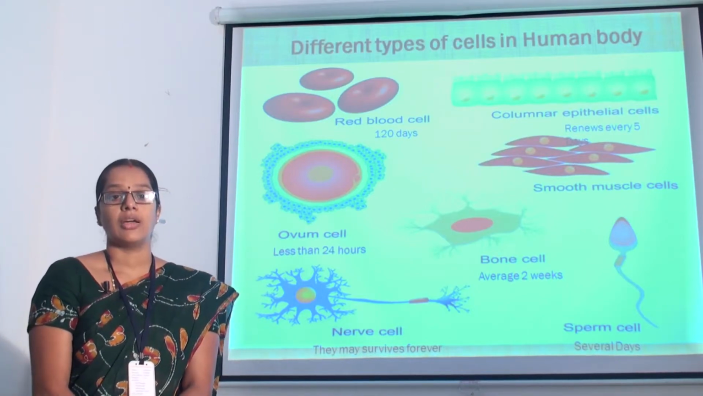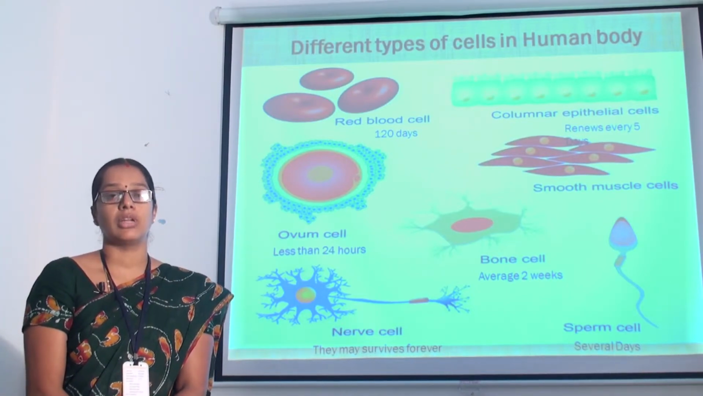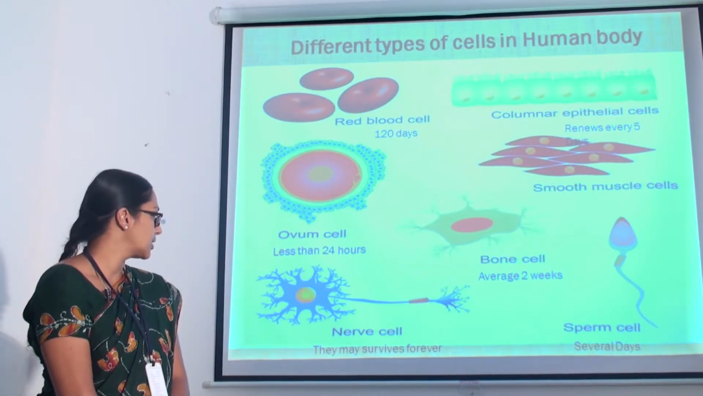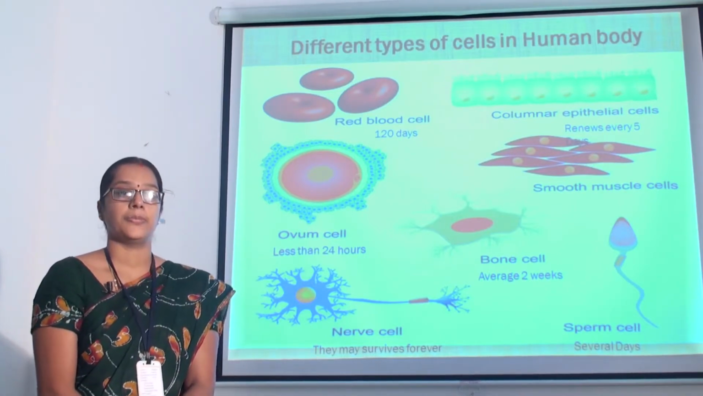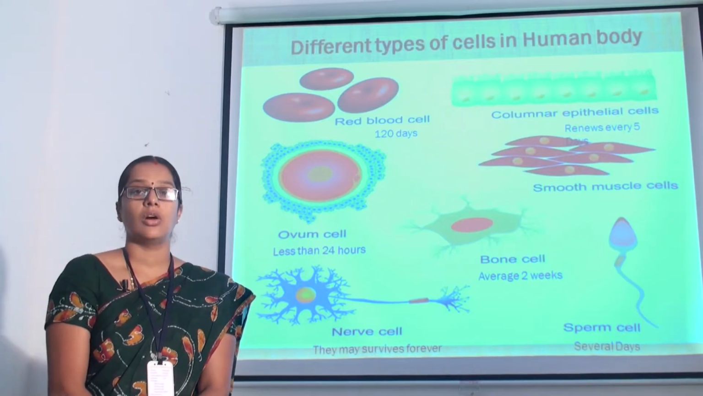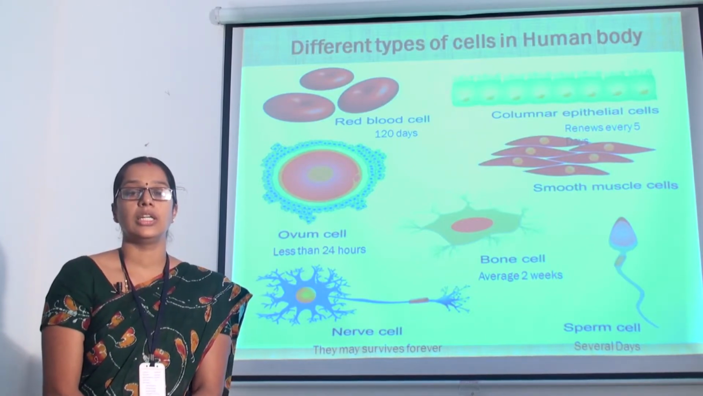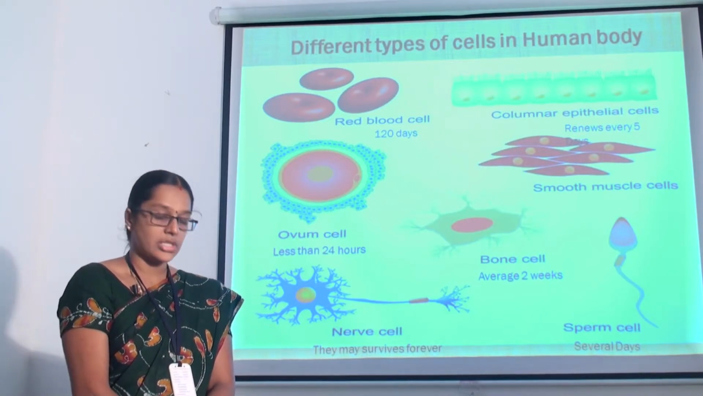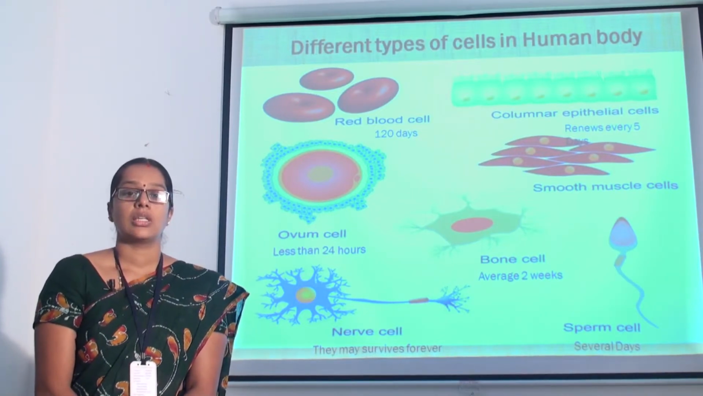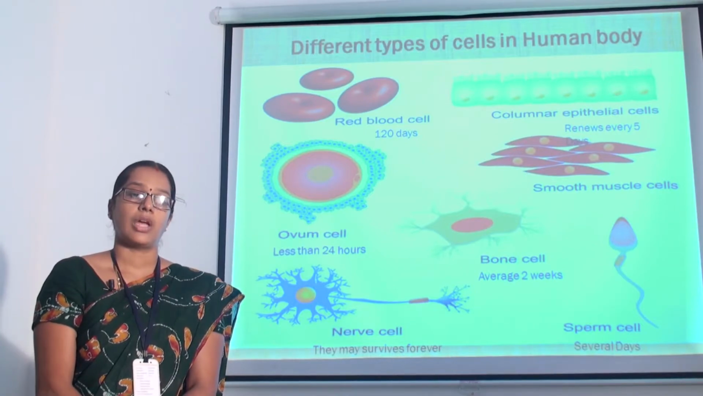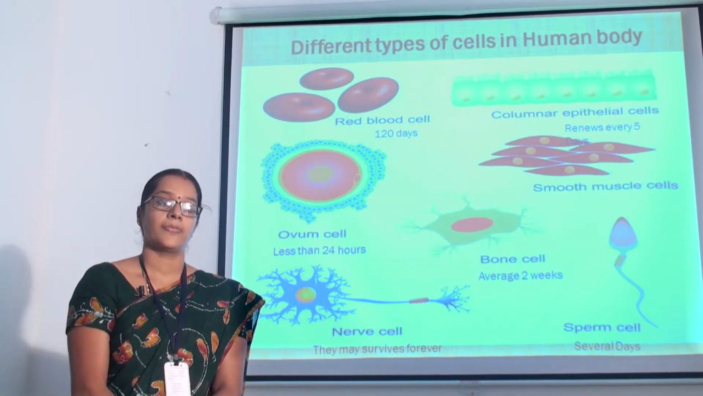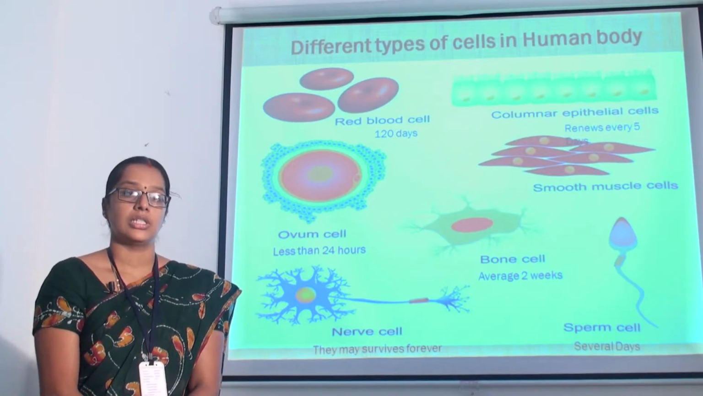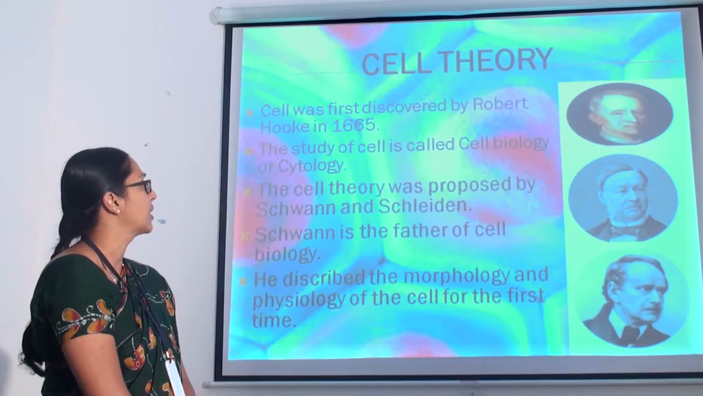Ovum cells have a lifespan of less than 24 hours. Nerve cells may survive forever. Next are the columnar epithelial cells, renewed every 5 days. Then bone cells have a lifespan of about 2 weeks on average. Then sperm cells have a lifespan of several days.